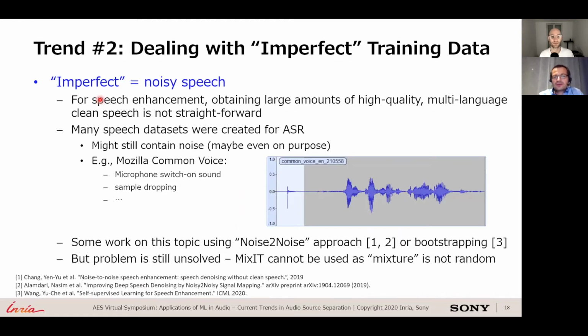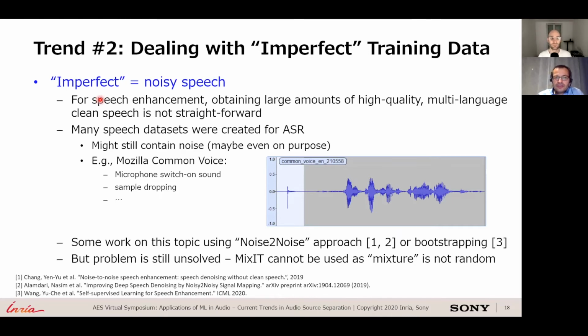Finally, imperfect could mean that we want to train speech enhancement systems on noisy speech. Speech enhancement is also a source separation problem, where we want to separate noisy speech into clean speech and noise. To train such systems, ideally we have access to large amounts of high quality multi-language speech data. However, obtaining this data is not straightforward, and what people often use are speech datasets that were created for automatic speech recognition, for ASR.